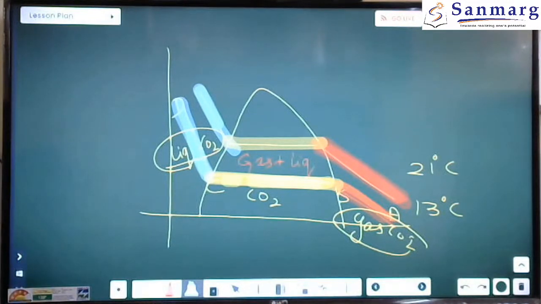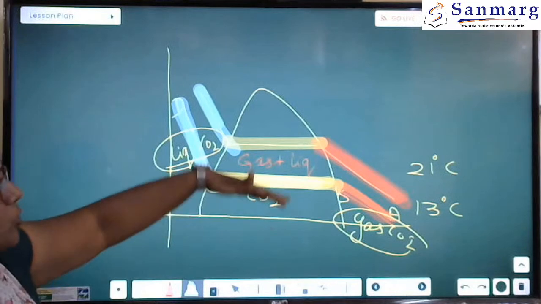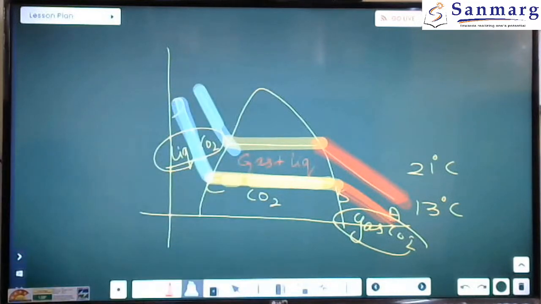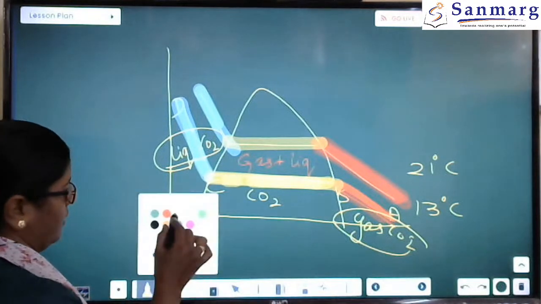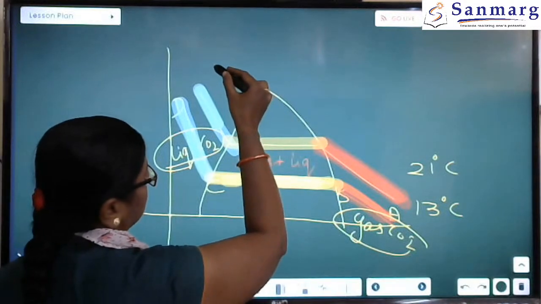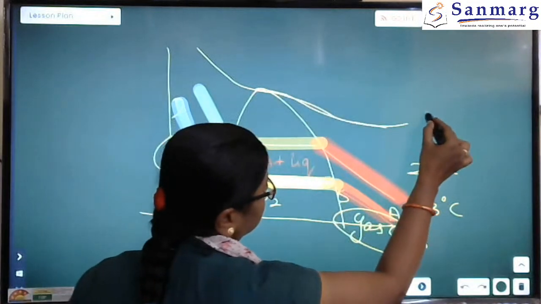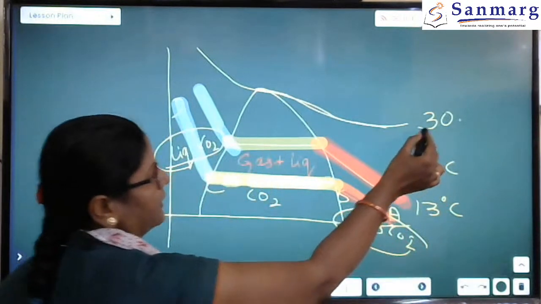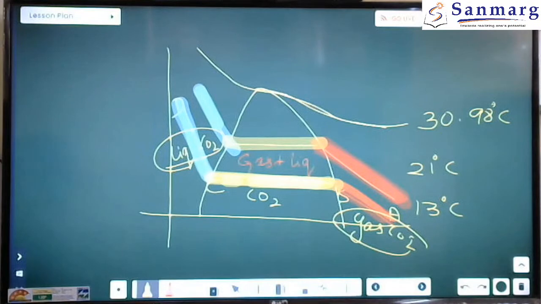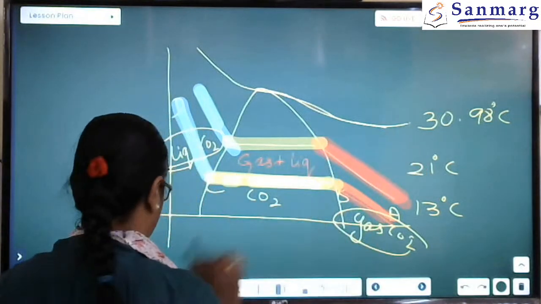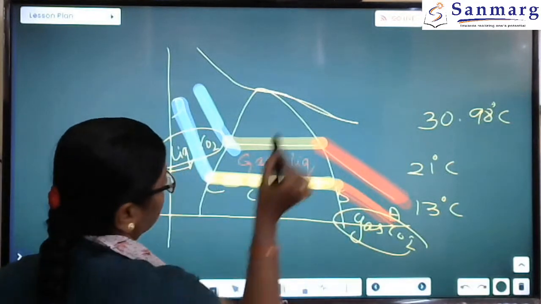This is how it stays until the critical temperature is reached. When the critical temperature point comes, which point is the critical temperature point? This point, that is 30.98 degrees Celsius. And you get a curve like this.